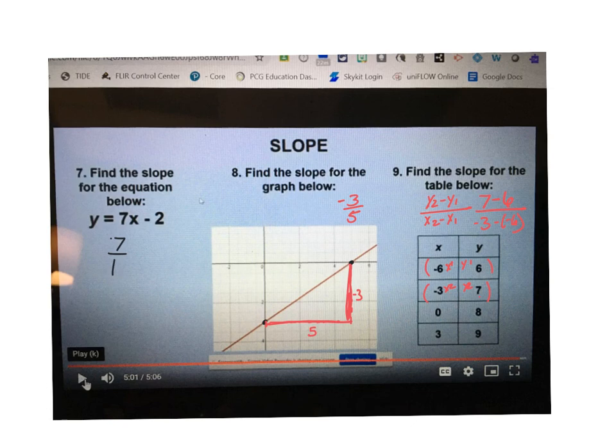Then you calculate that out. 7 minus 6 is 1 over -3 minus a -6, which equals 3. So your slope for number 9 is 1/3.